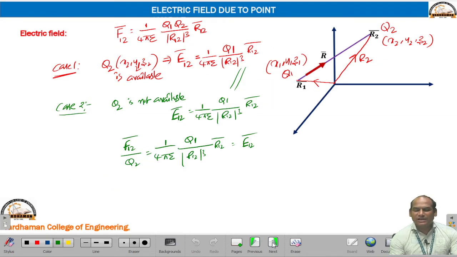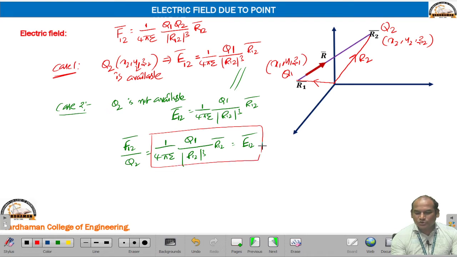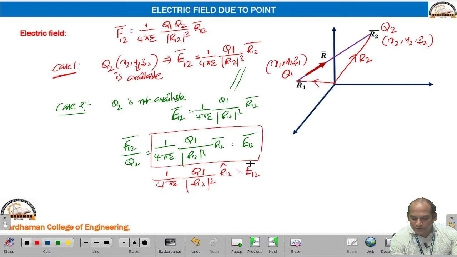This is exactly equal to E12 bar. So, this is what we need. Due to the point charge q1, what is the electric field? It is 1 by 4 pi epsilon q1 by magnitude of R12 cube, multiplied with the vector R12 bar. Otherwise, in terms of the unit vector, 1 by 4 pi epsilon q1 by magnitude of R12 square and R12 cap, that is equal to E12 bar.